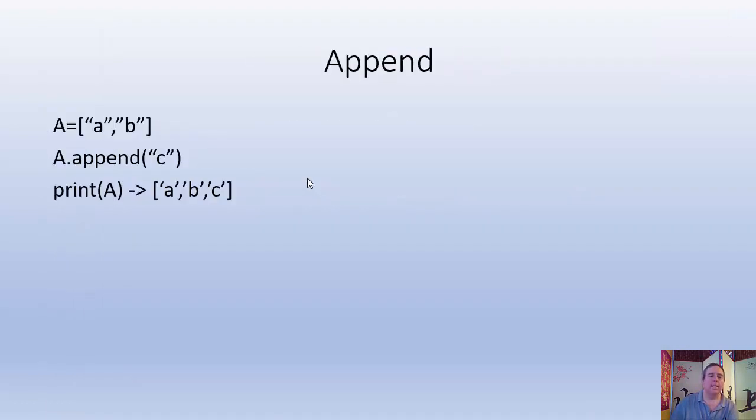Append. Now this one will get some students confused, but anyway, let's go over it. So let's say we have a list A, and it has A and B in it. And then we append C. So when we print A, we're going to get A, B, and C. Now that part's straightforward, but that's not all append can do.